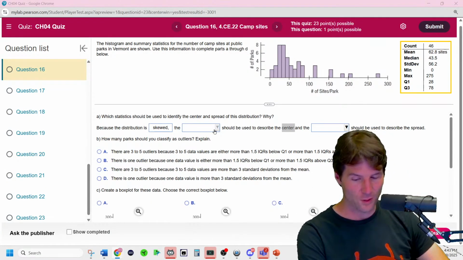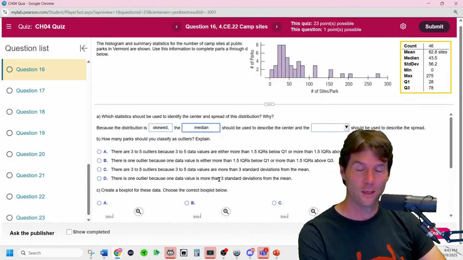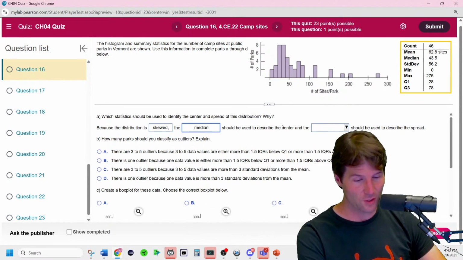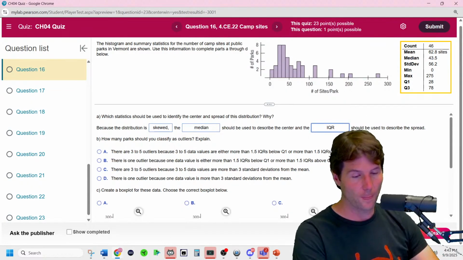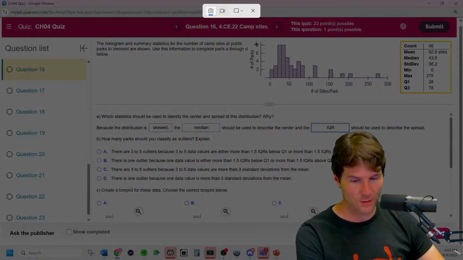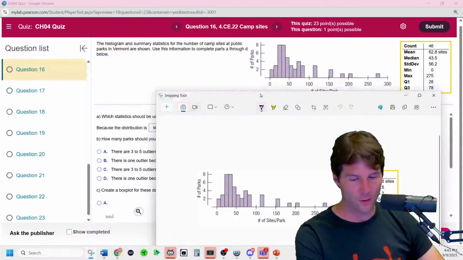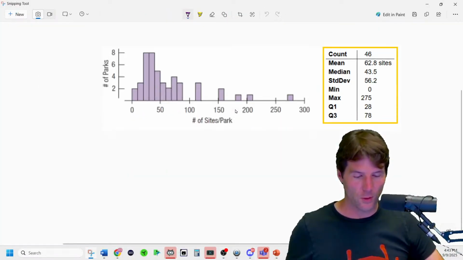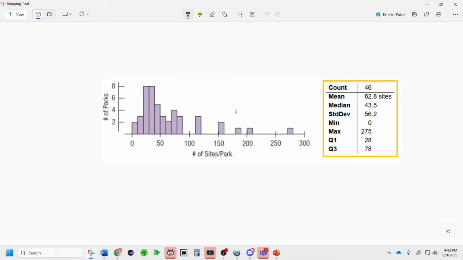So this is a heavily skewed distribution, and because it's skewed, we're going to use the median for the center, and then the spread is going to be the IQR. Those are what are properly paired together. Now, to figure out how many outliers there are, we need to figure out where the upper fence is. This is a good quiz question. How many IQRs above Q3 is where the upper fence is?